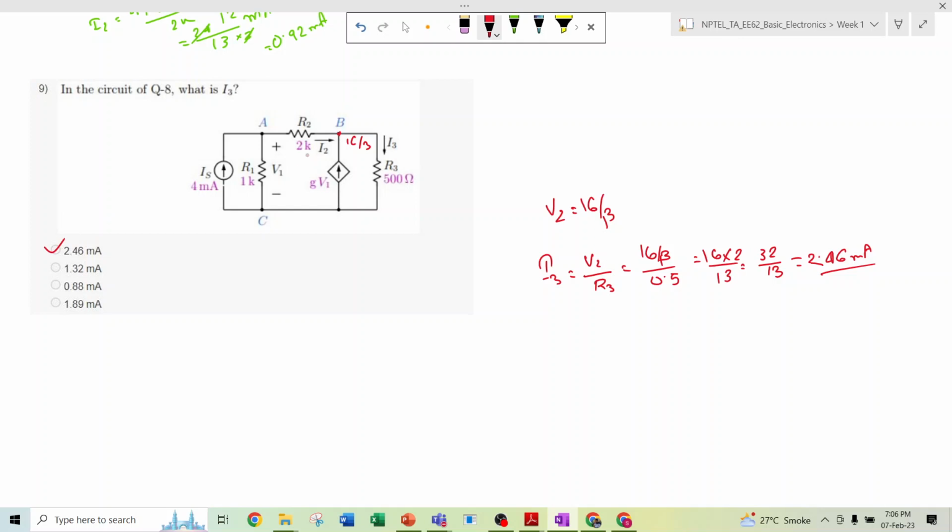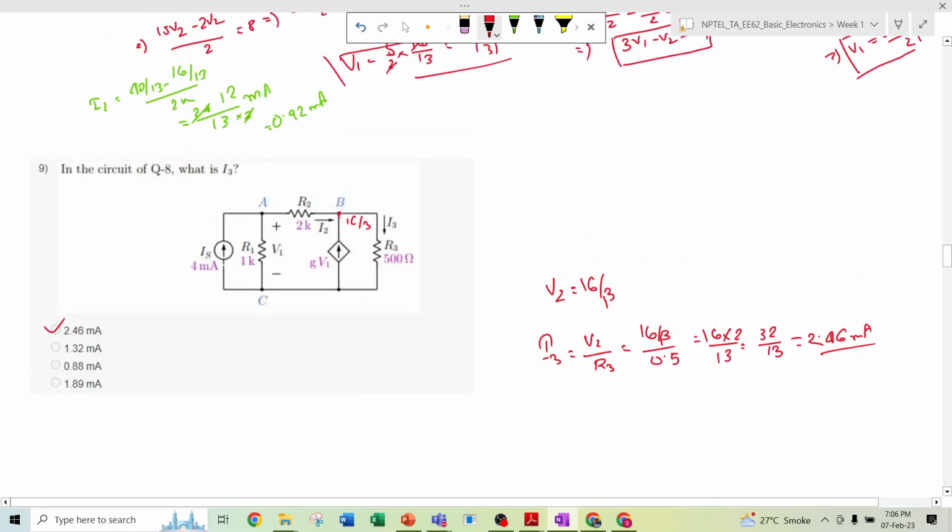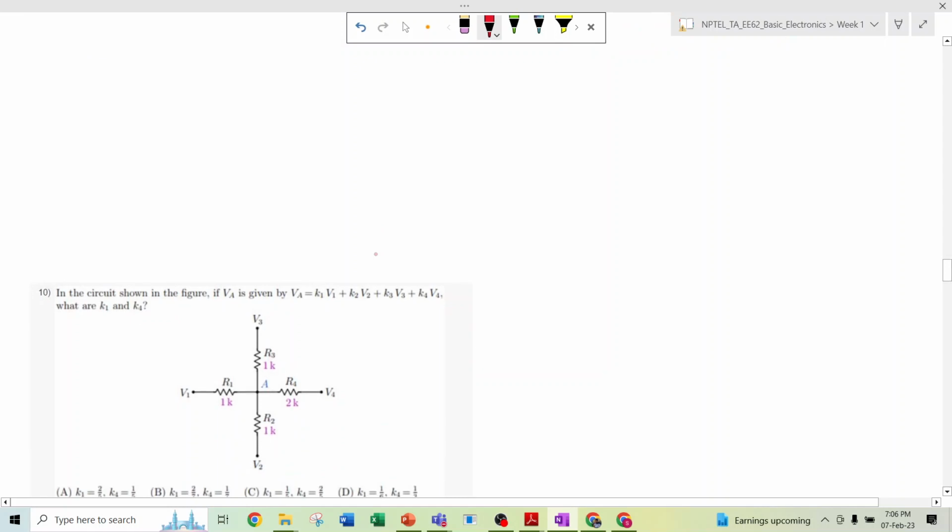So it was linked to the previous question. We have already found out V2, so easily we can find out I3 by this voltage divided by this resistance, whatever the current is flowing. Okay.